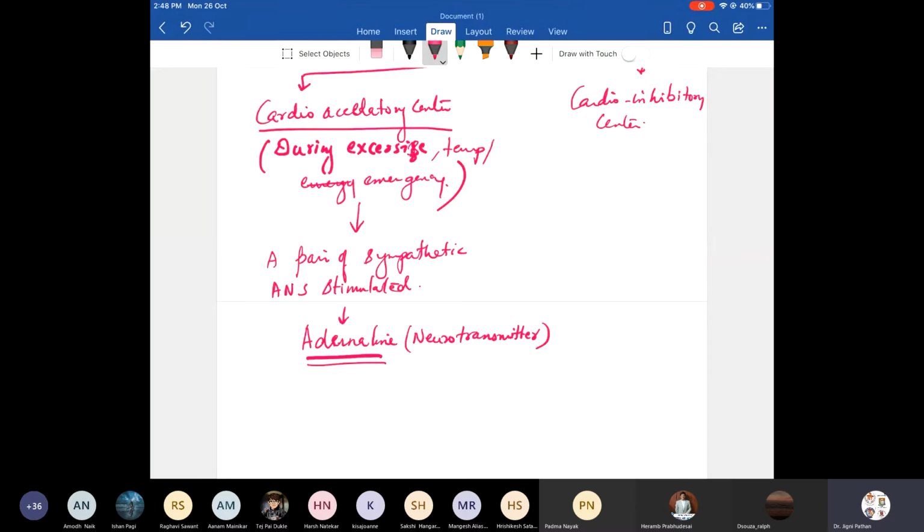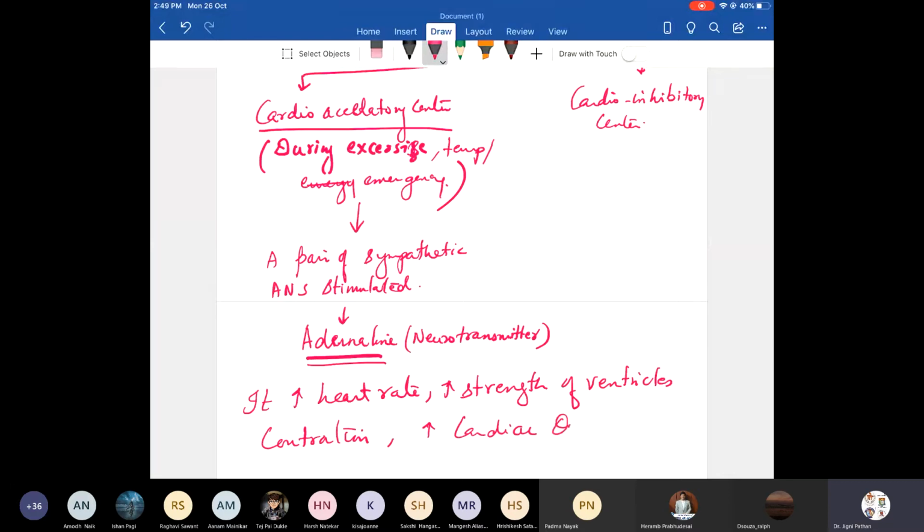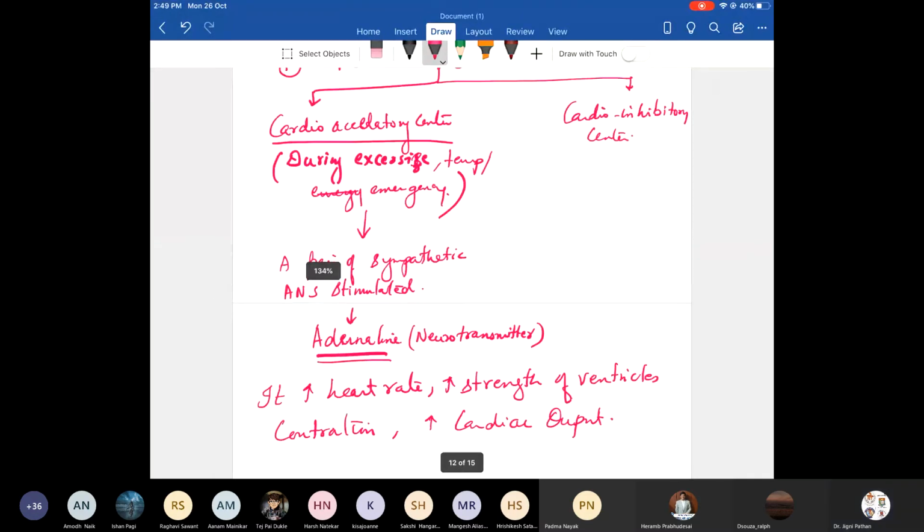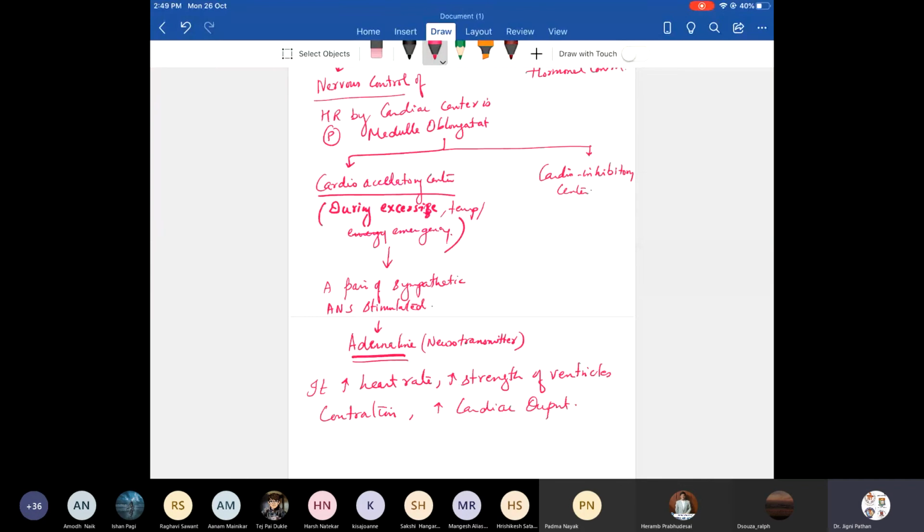What happens if adrenaline is released? When adrenaline is released, it increases heart rate, then increases the strength of the ventricles, the ventricular contraction. Then there is an increase in cardiac output, the blood flow output. So whenever there is an increase in heart rate, there is an increase in all those things. Not parasympathetic; sympathetic plays a role, and the neurotransmitter that works is adrenaline. These all are the important questions.